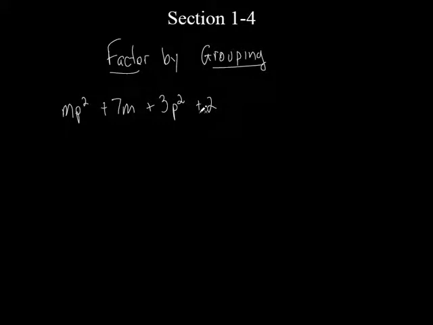Is there anything in common with all four of these? Look at it. This has an m and a p squared. Look at this one. This just has an m. It doesn't have a p squared. But this one has a p squared but not an m. And this one doesn't have either one of them, right? Now there's an m in these two, and a p squared in these two, but there's nothing in common with all four of them.